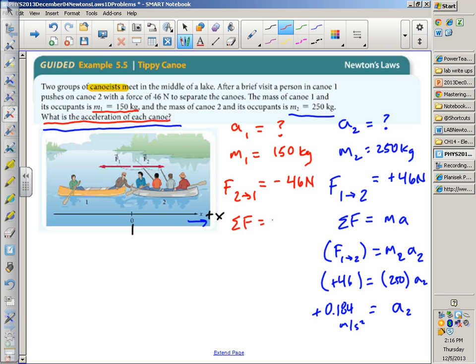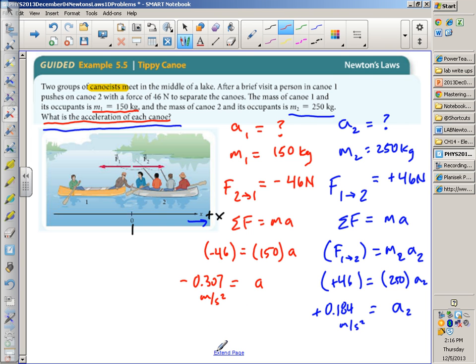So once again, we do Newton's second law, but now we're just looking at canoe 1. Negative 46 for the force, 150 for the mass. Point 3. Okay, good with those two values.